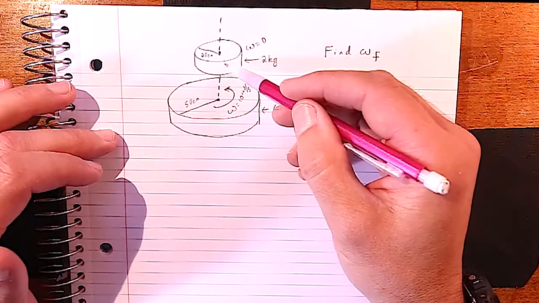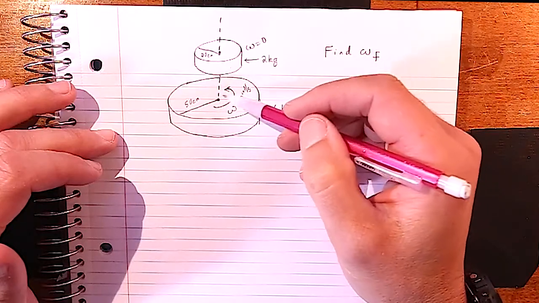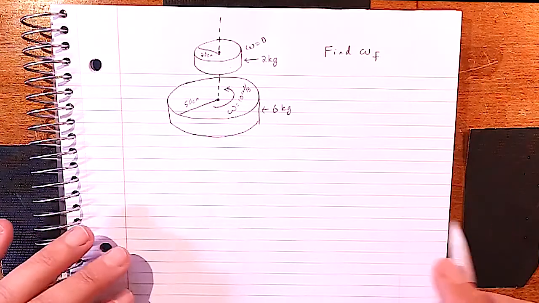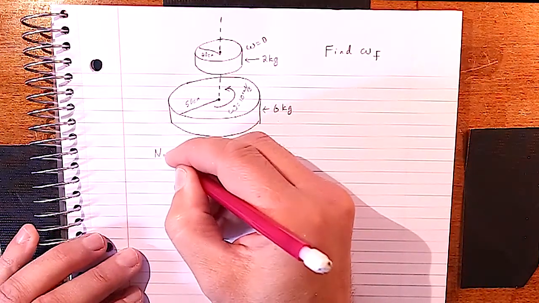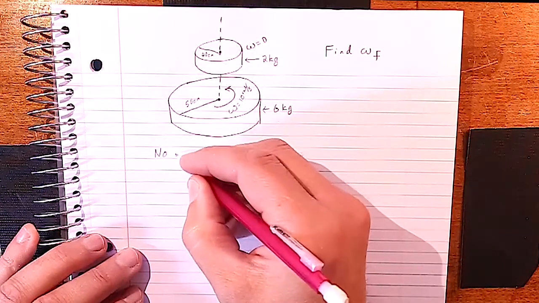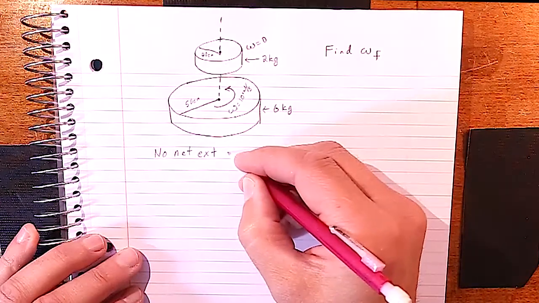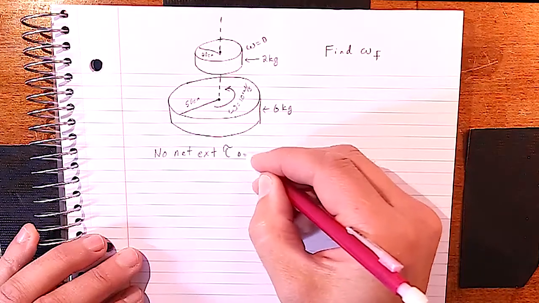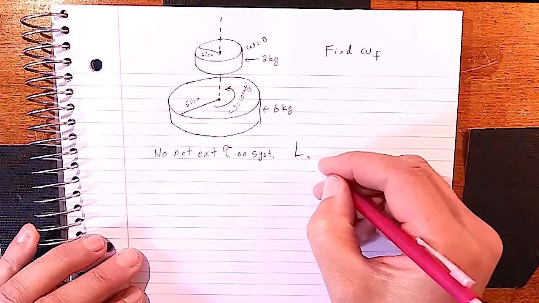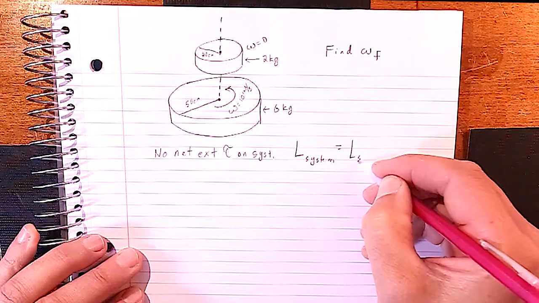So for right now, what we have is a disk. It's going to land on this disk and it's going to spin more slowly. And the question is, find the final angular velocity. So the first question that we can ask: are there any net external torques on the system? And so no, there's no net external torques on the system. And what does that tell us? Well, that means that L of the system initial equals L of the system final.